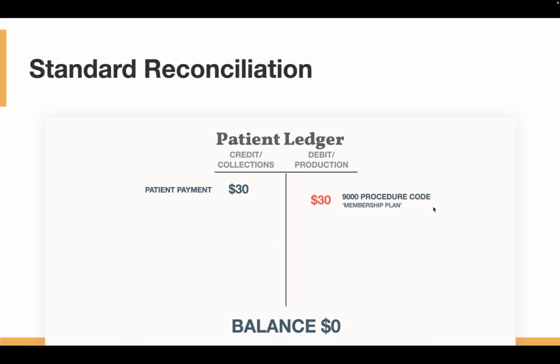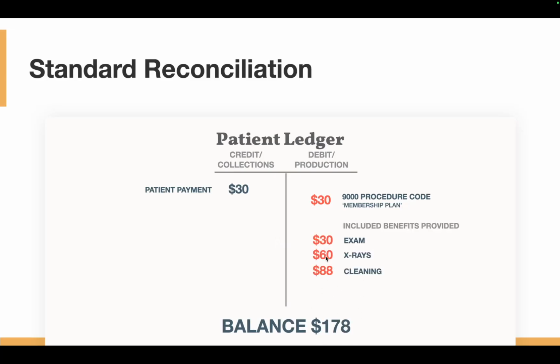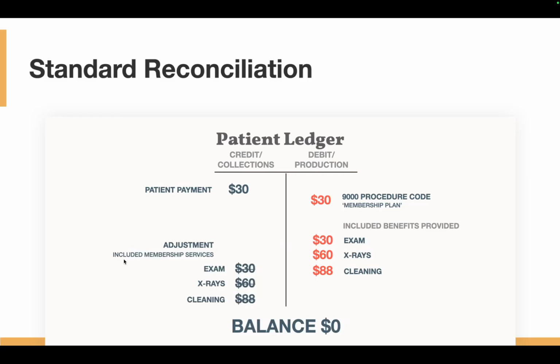So then you've got to create a fake 999 procedure code called membership plan or something similar. You've got to apply that payment to the collections to bring the patient balance back down to zero. Then when a patient comes in, they're going to get their exam, cleaning, x-rays. Those are included or free with their membership plan. There's going to be a balance because there's real production created. The challenge is you're not going to get paid over here from the patient. And so you've got to create an adjustment code called included membership services. And you've got to adjust those services off to zero to bring the patient portion back down to zero there, so they're not paying for anything.